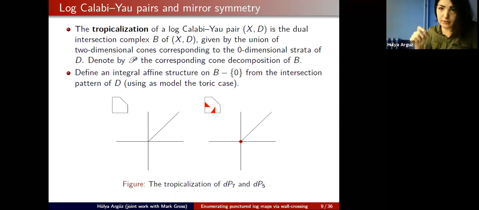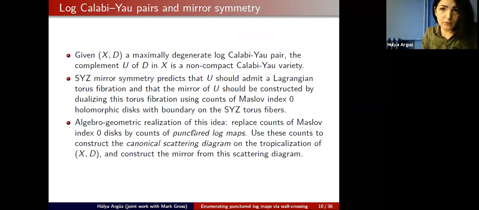And if you follow that pattern, you see that you cannot close up. You need to introduce a singularity. So there's a natural way to introduce an integral affine structure with singularity on the tropicalization. And this is where everything, scattering and wall crossing, will live.